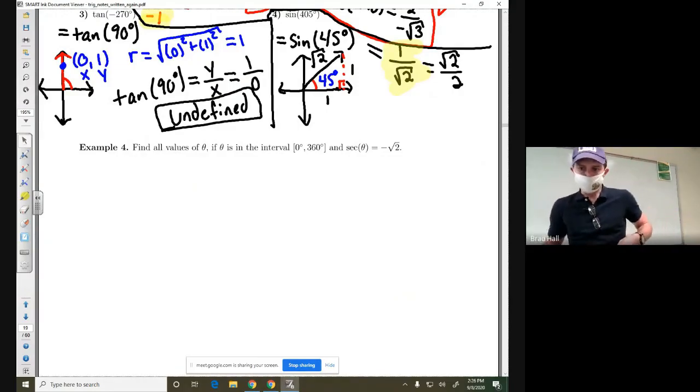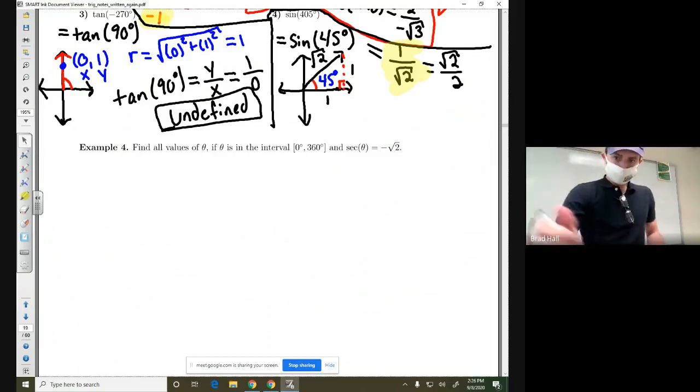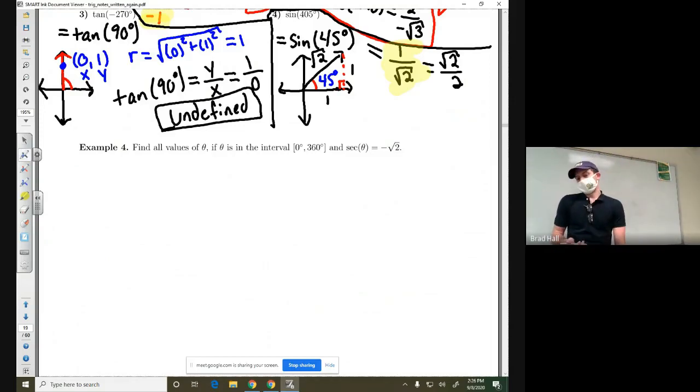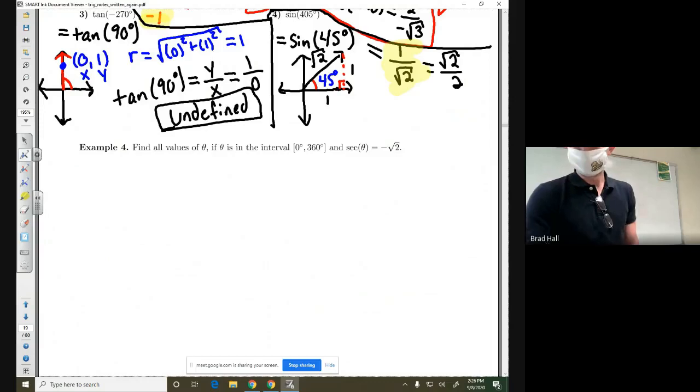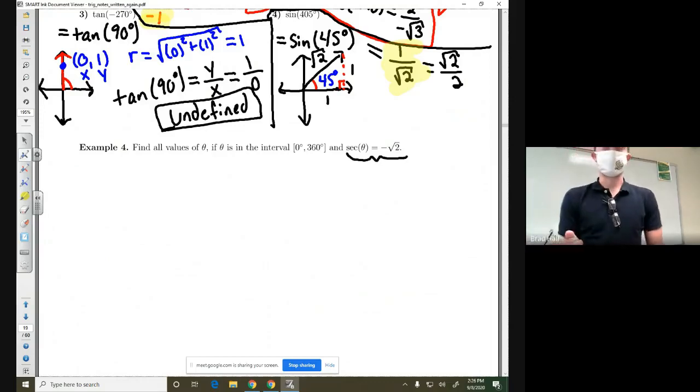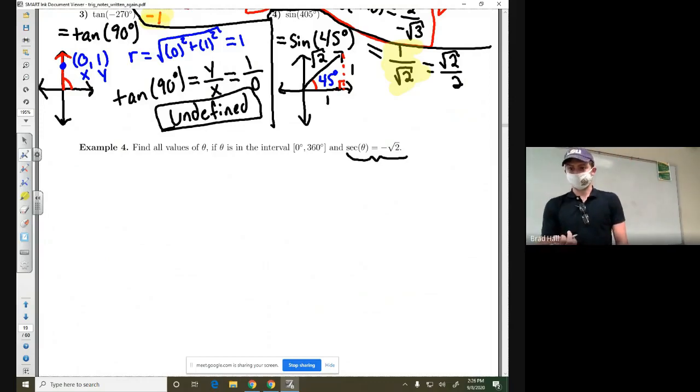So example 4 here is definitely a little bit different, as they do not give us an angle. They instead give us the value and ask us to find the angle, or possibly angles. So we're working backwards in essence. We are working completely backwards. So this is a pretty important problem here. So apparently this alone will help us find values for a bunch of angles.